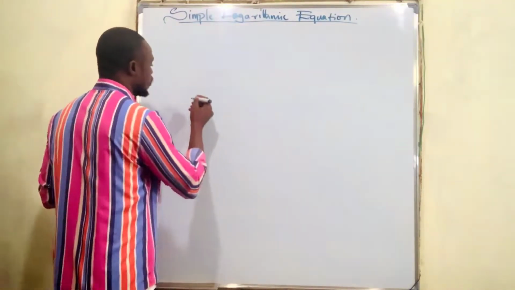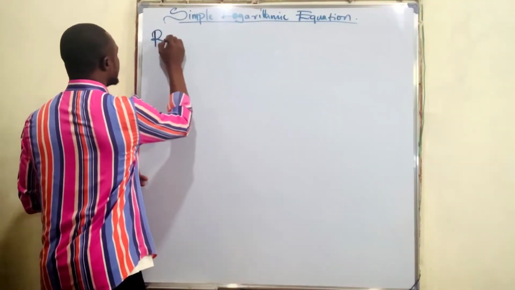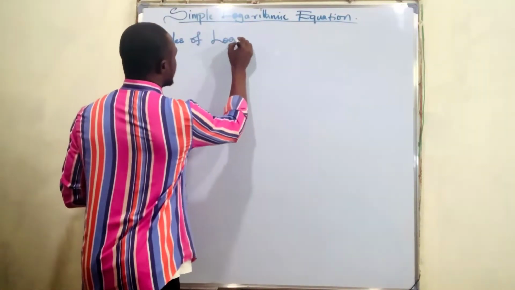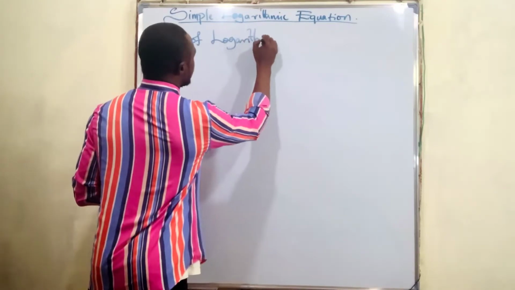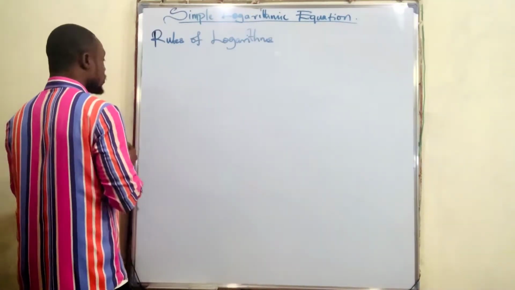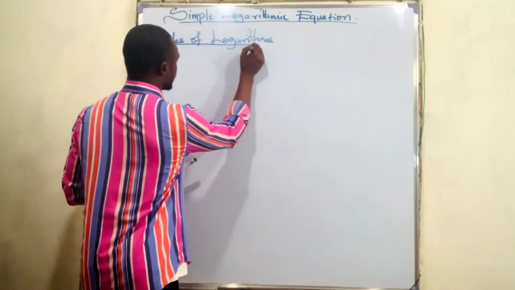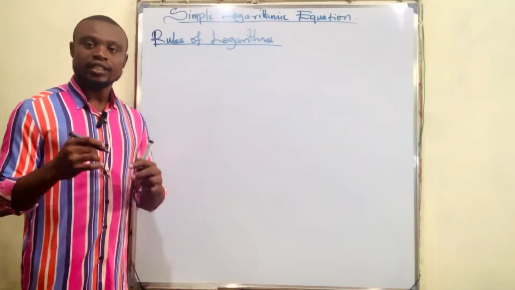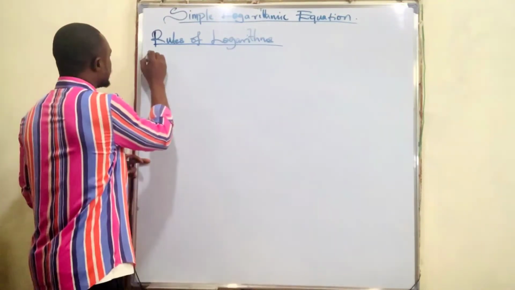So the rules of logarithms then. The first rule of logarithm is the addition rule.